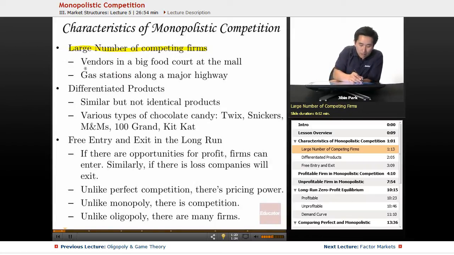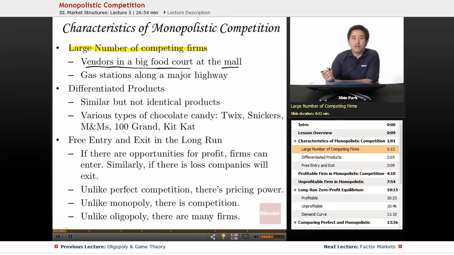So for example, vendors in a big food court at the mall. You can make different choices. You can have Chinese food, you can have Mexican food, Korean food. There's going to be maybe 15 to 20 different restaurants, all producing food, but a variety of food at a variety of prices. Or it could be like gas stations along a major highway. You can go to Unocal, you can go to Shell, you can go to Chevron. They're all very similar, but not identical. So there's going to be a large number of competing firms, competing for your dollars, basically.